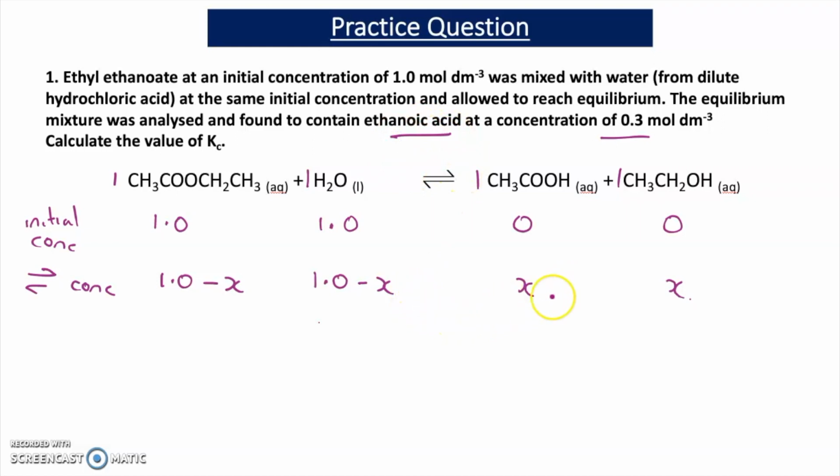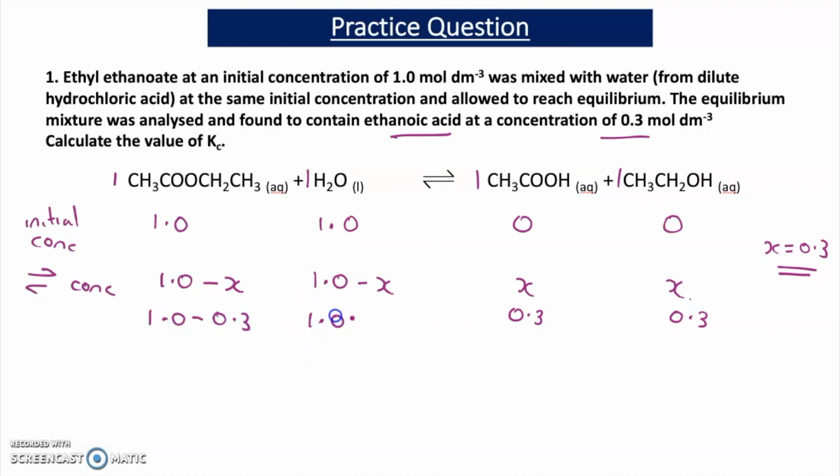So if X represents the number of moles that react, we'll have X moles of ethanoic acid and X moles of ethanol forming at equilibrium. Now they tell you in the question that the concentration of ethanoic acid is 0.3 moles per decimeter cubed at equilibrium, so therefore I can conclude that X is equal to 0.3.